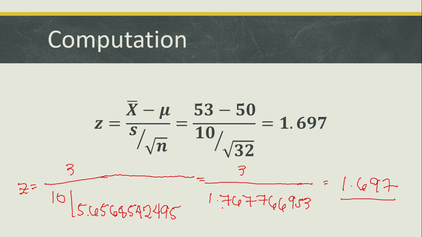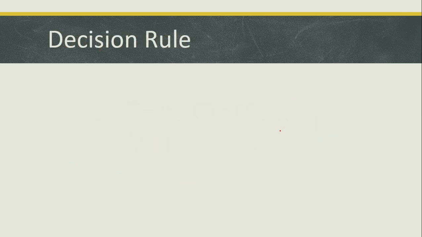Wala naman. None. Okay. Tandaan nyo ha, ito yung nakuha natin. 1.697. Decision. Anong decision natin? Ano bang mas malaki? Yung critical value o itong letter Z? Letter Z po. Okay. Check natin ha.